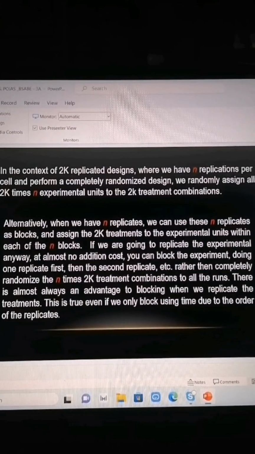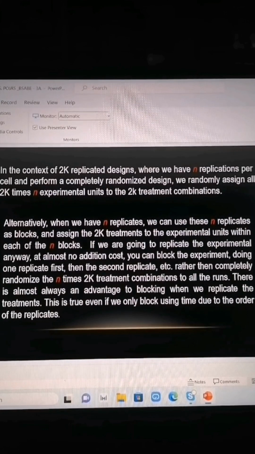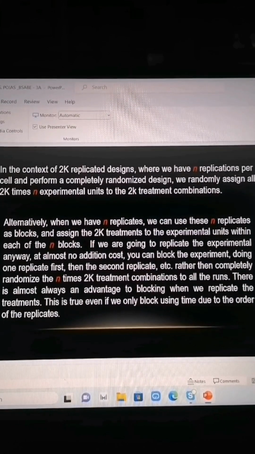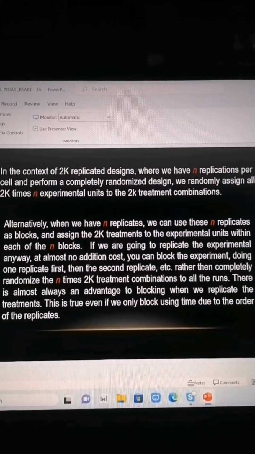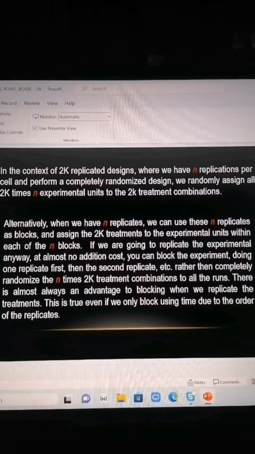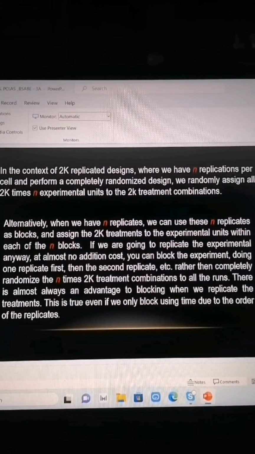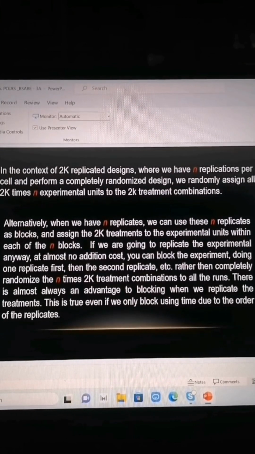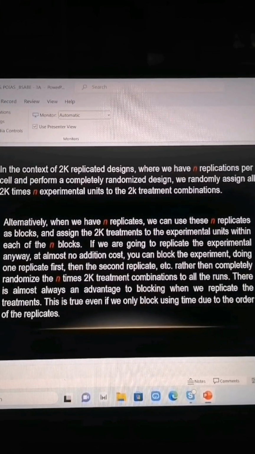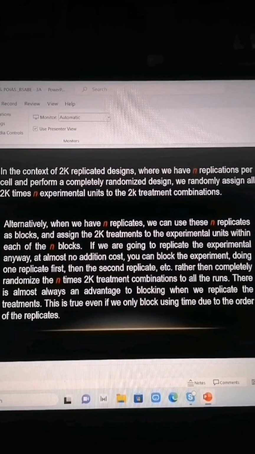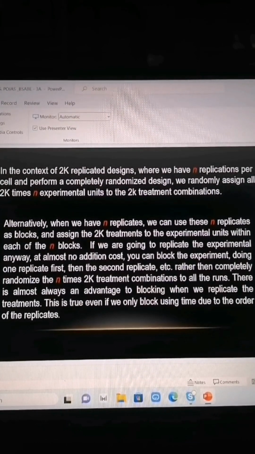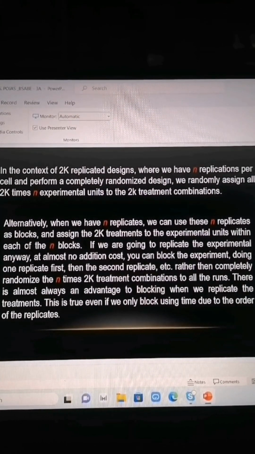In the context of 2^k replicated designs, where we have n replicates per cell and perform a completely randomized design, we randomly assign all 2^k times n experimental units to the 2^k treatment combinations. Alternatively, when we have n replicates, we can use these n replicates as blocks and assign the 2^k treatments to the experimental units within each of the n blocks.